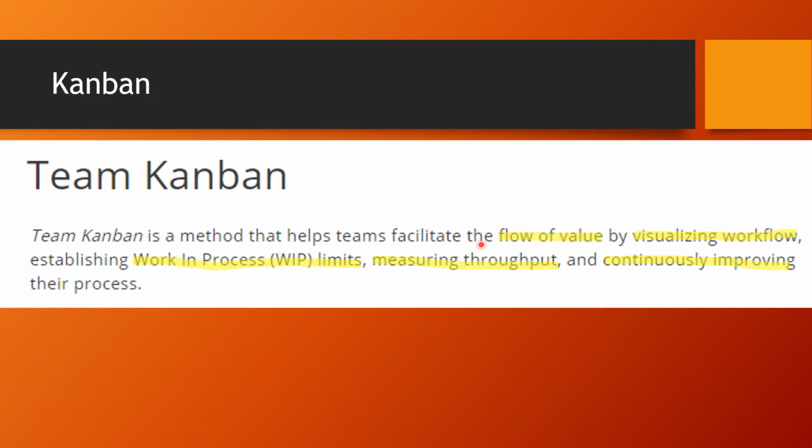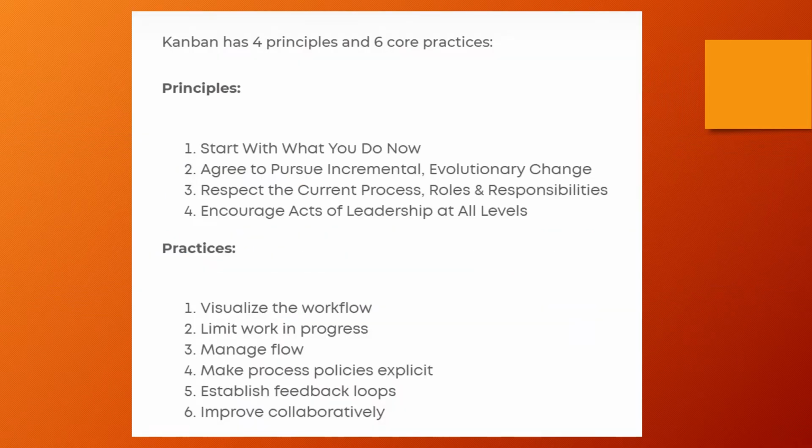The items I highlighted in yellow are very, very important. You are facilitating the flow of value as a service manager. How? By visualizing the workflow, establishing WIP limits, measuring throughput, and continuously improving. Right? It's simply four steps. Visualize the workflow, establish WIP limits, measure the throughput, continuously improve. Throughput will tell you the smoothness of your flow.